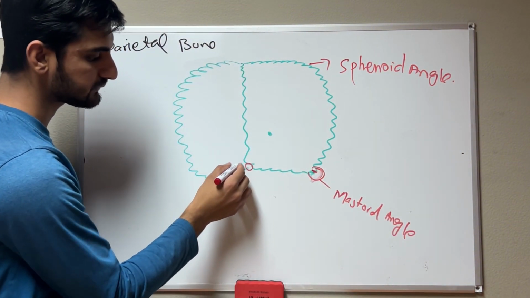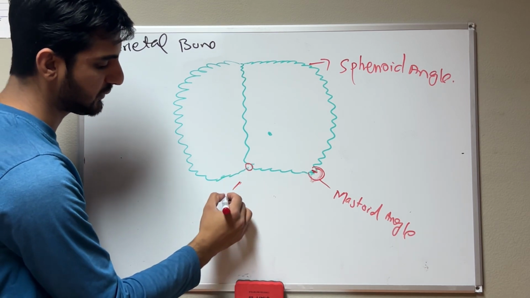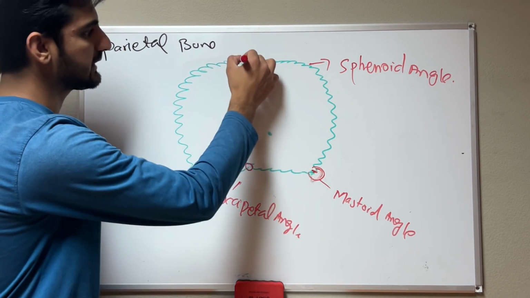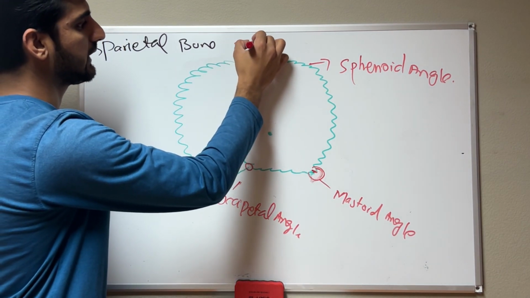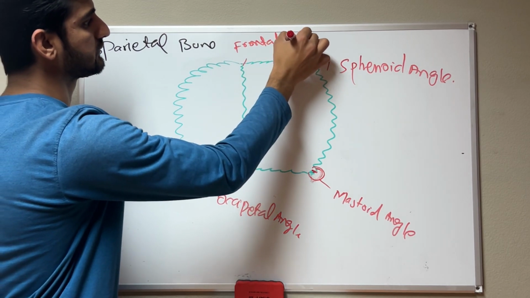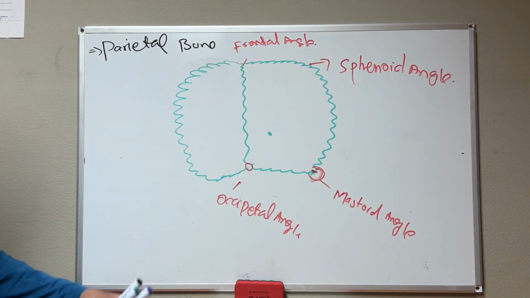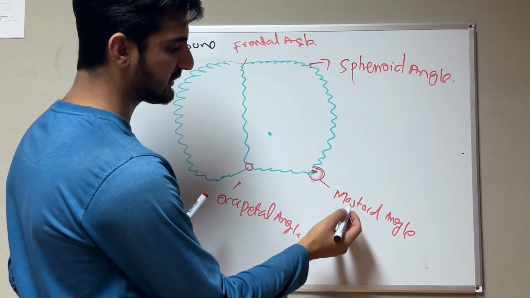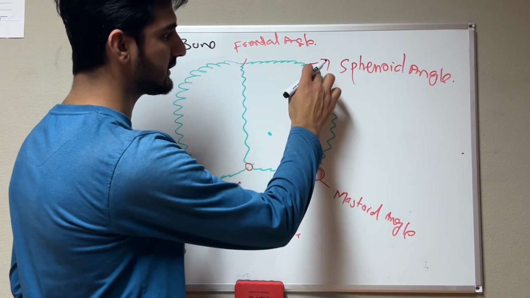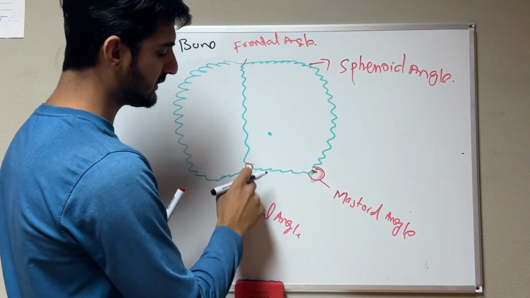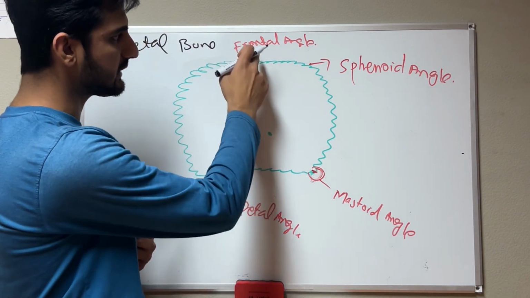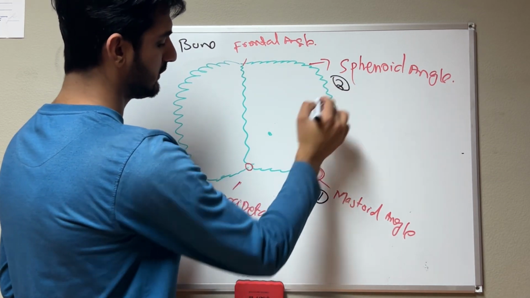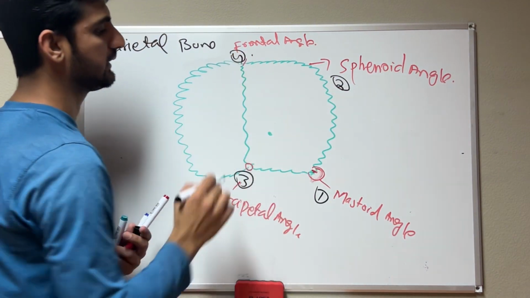The connection with the occipital bone is the occipital angle. Occipital angle. And here the connection with the frontal bone is called the frontal angle. Frontal angle. Okay, the four angles which we discussed: first, the connection with the mastoid process of the temporal bone is called the mastoid angle. The connection with the sphenoid bone is called the sphenoid angle. The connection with the occipital bone is called the occipital angle, and the connection with the frontal bone is called the frontal angle. These are the four angles in the parietal bone.